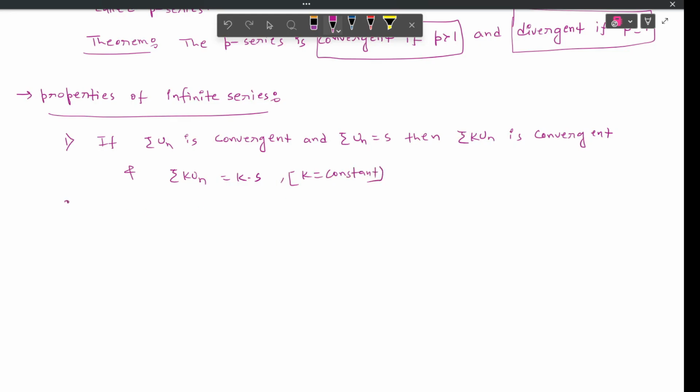Okay, so let us see property number 2. If summation of un is divergent, then summation of k into un is divergent, where k is a constant.